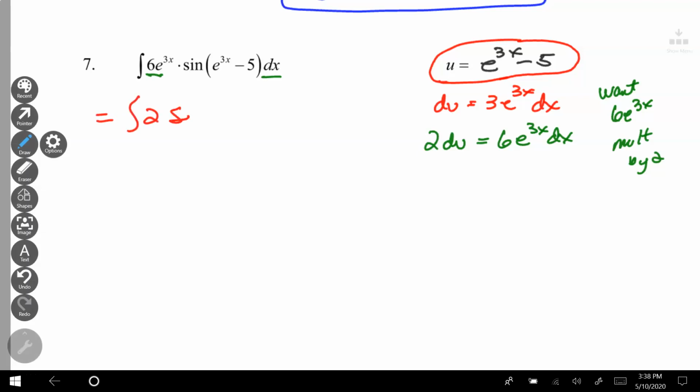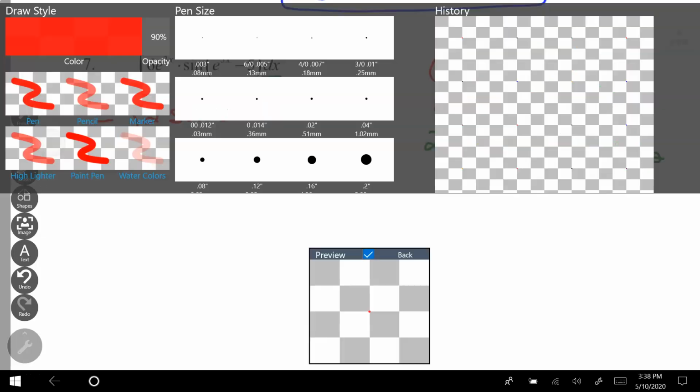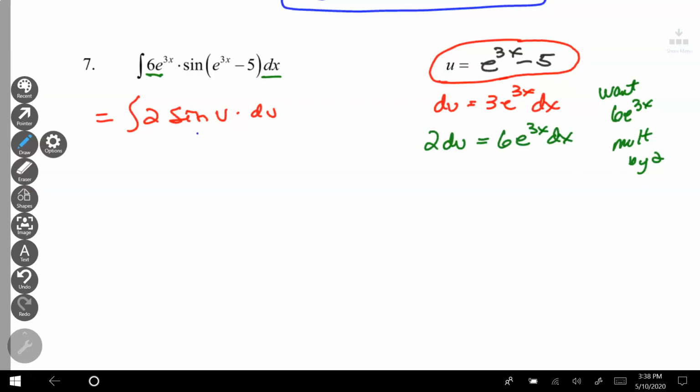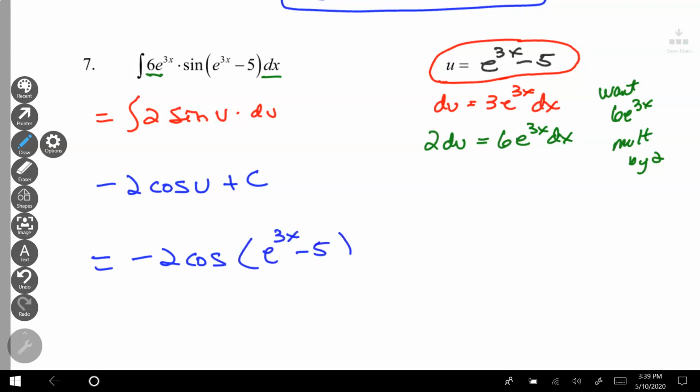integral of 2 sine u times du, because I can get rid of all that other stuff, and the antiderivative of sine is negative 2 cosine u plus c, and I can rewrite this as negative 2 cosine, and the u is really e to the 3x minus 5, plus c.